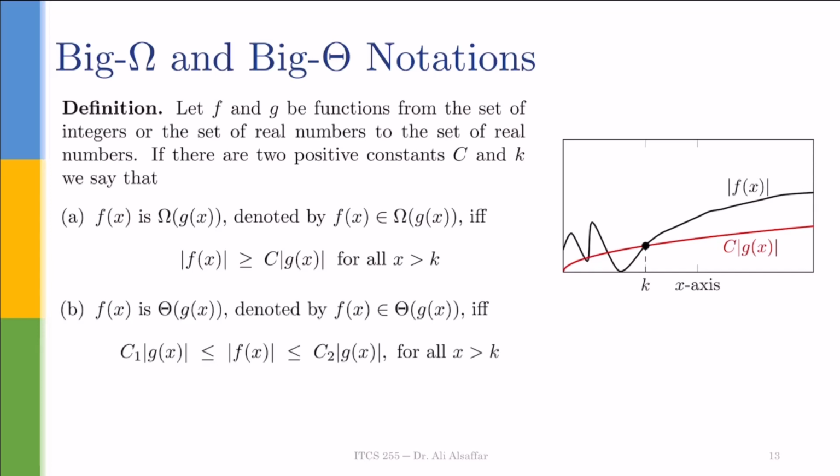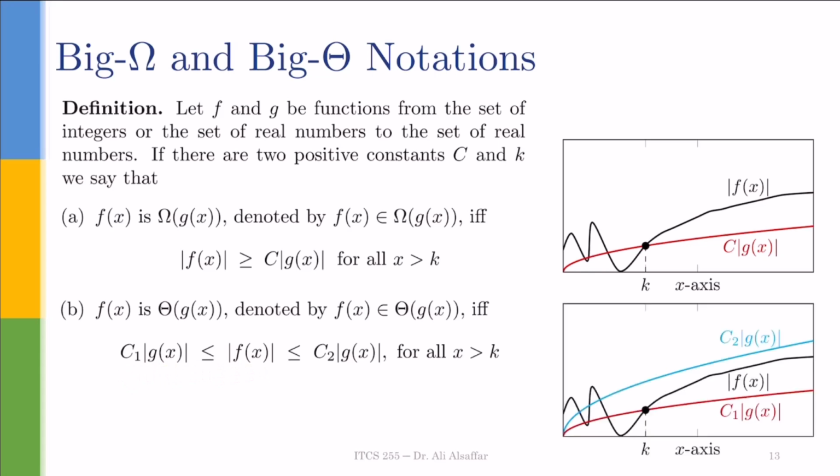Next is the basic definition for big theta. Again, if f of x is bounded by g of x with different constants, then we say that f of x belongs to big theta of g of x. So now f of x belongs to big O of g of x, and also f of x belongs to big omega of g of x. See the inequality. This part of the inequality is for big O, and this part is for big omega.